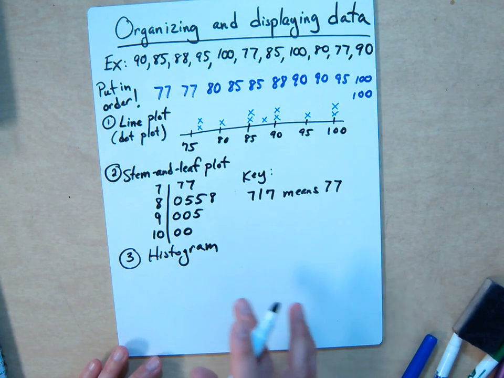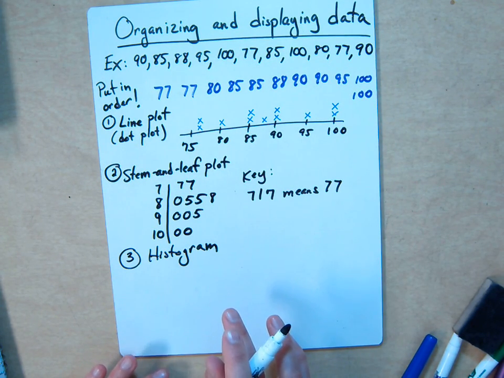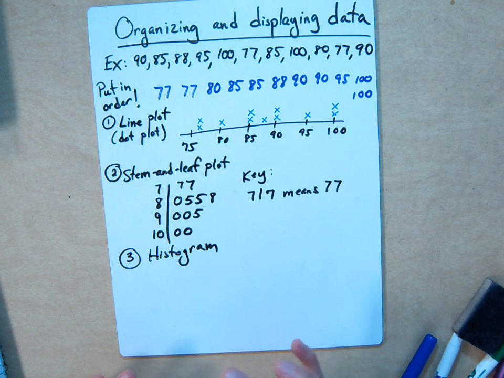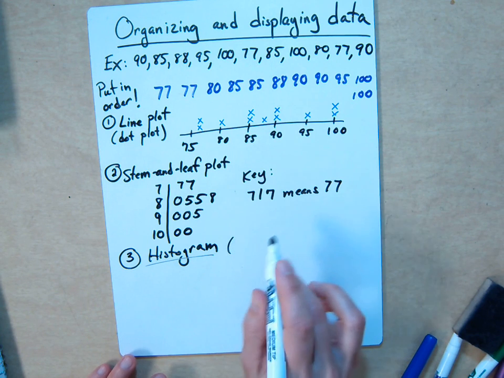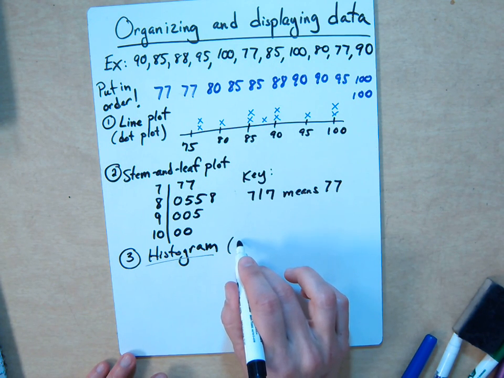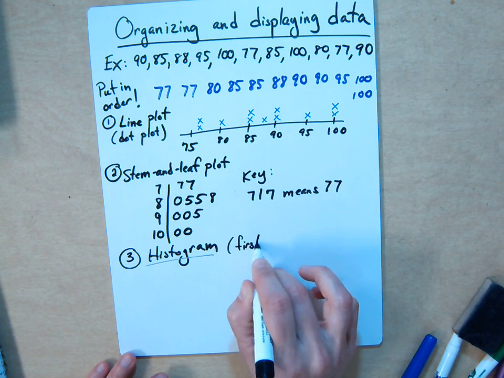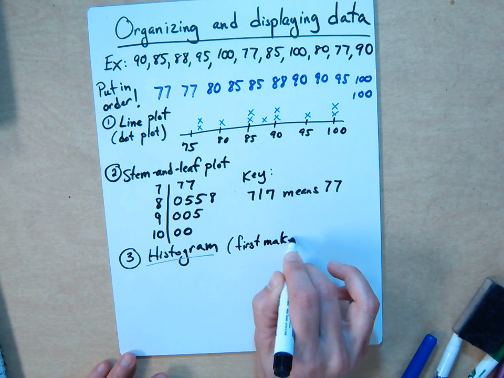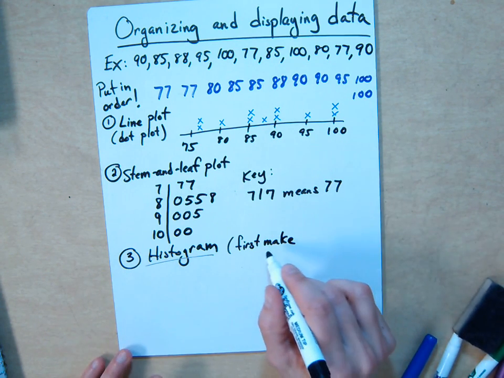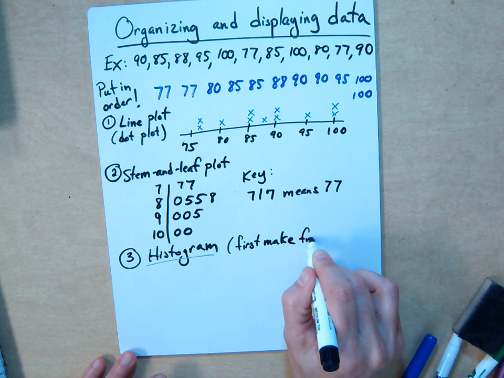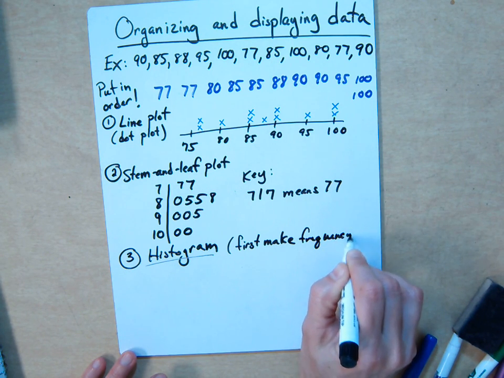And so what you do to make a histogram, it's like a bar chart, but technically a bar chart is for a different kind of data, and a histogram is for numerical data. So don't confuse those. Histogram, first you make a frequency table, and then we'll be able to make the bars. There are bars in a histogram. First make a frequency table.